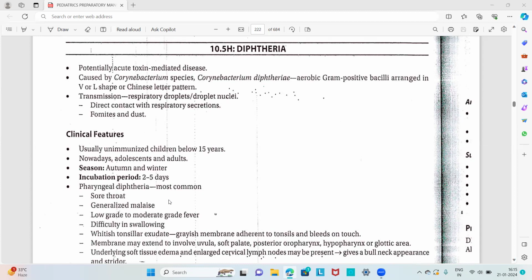It is caused by the Corynebacterium species, that is Corynebacterium diphtheriae. It is an aerobic gram-positive bacillus arranged in V or L shape or Chinese letter pattern. The transmission of this disease is by respiratory droplets or droplet nuclei, and also by direct contact with respiratory secretions or contact with fomites and dust. So these are the routes of transmission of diphtheria.